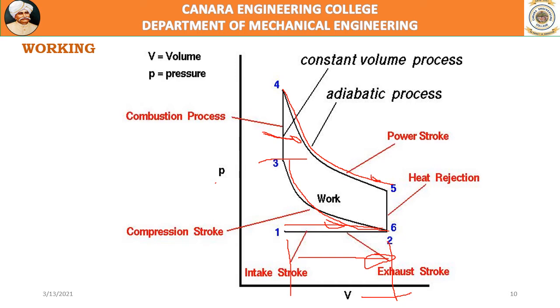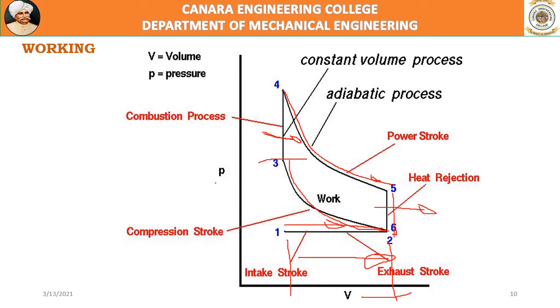Then 5 to 6, observe, the volume remains the same. V5 is equal to V6. It is a constant volume heat rejection process. Then 6 to 1 is again exhaust. So these are the various processes of the cycle.